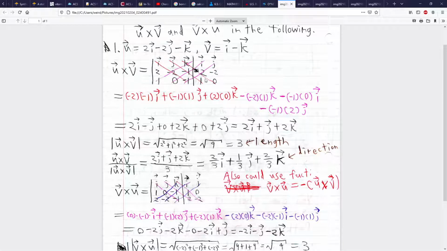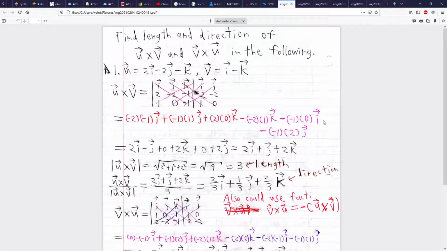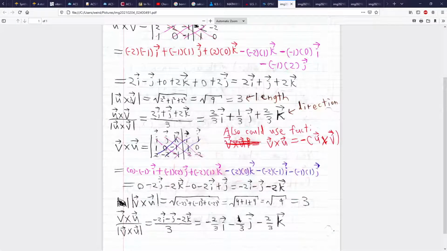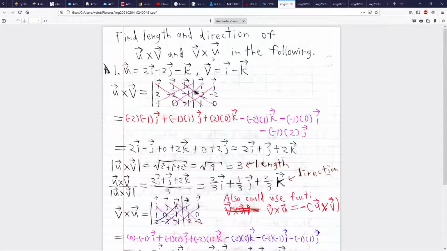I use it on the 3x3, so I add the columns and do my diagonals. I color coded for at least these first couple examples, so it's easy to understand. It takes up some space. You do your multiplication and then addition and subtraction, and you get 2i plus j plus 2k, and that's the vector for u cross v. And the magnitude, of course, since we want length and direction, we do the basic square root problem, and you get 3 as the length.